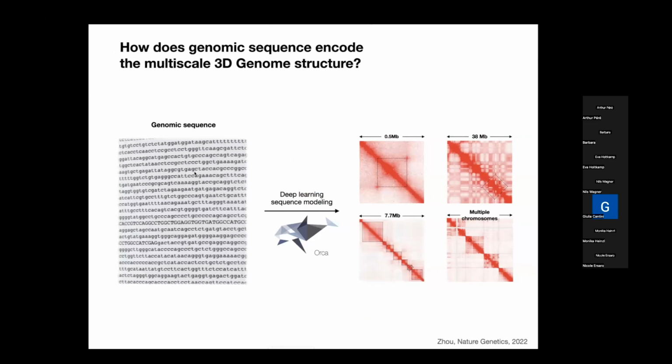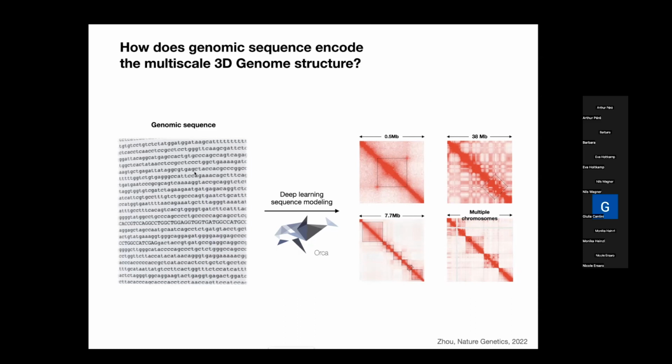So that's what we want to do. We want to be able to start from the genomic sequence, being able to model all those different scales of 3D genome structure just by a sequence model. Prior to this work, there have been awesome works that have already been able to model the 3D genome structure at the sub-megabase pair scale, including DeepC and Akita.